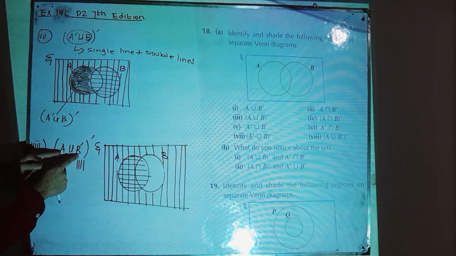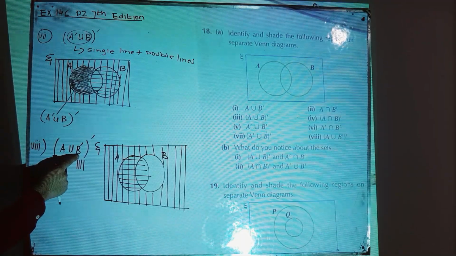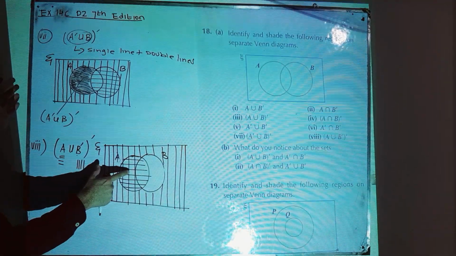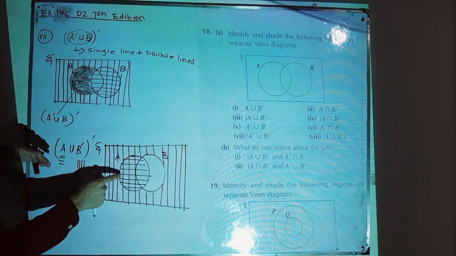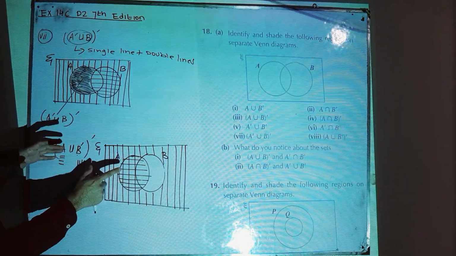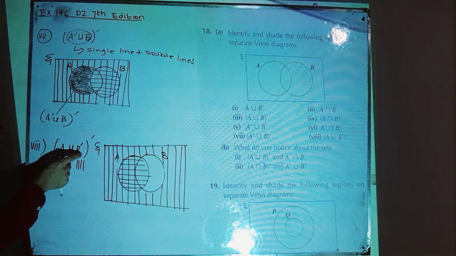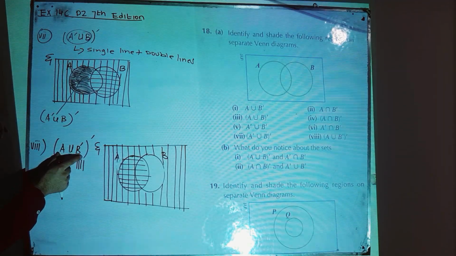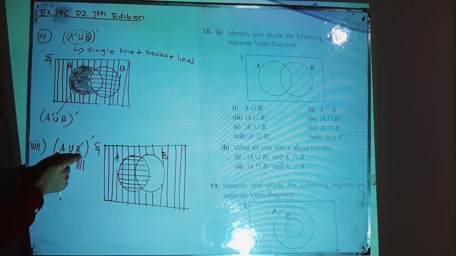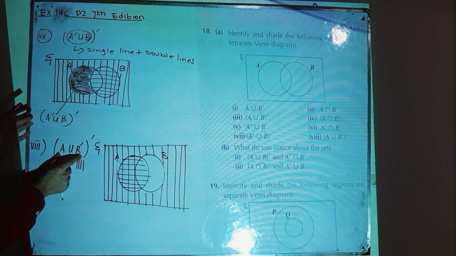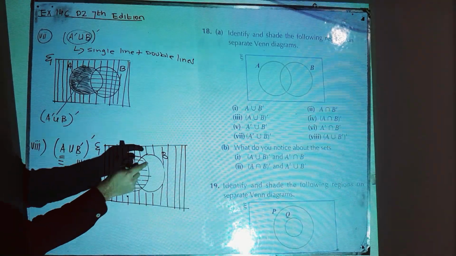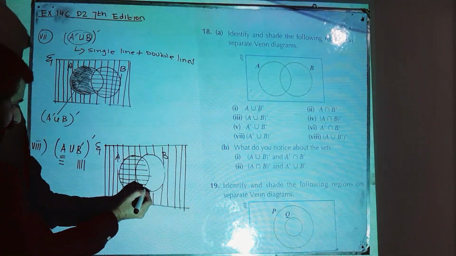The region inside this bracket is basically the region where you have got single lines and double lines. However, we are going to take the complement of this, meaning the region which is included in this is not to be shaded, is not our answer. This region represented by vertical and horizontal lines is not our required answer. Our required answer is this region where you don't have any of the lines.